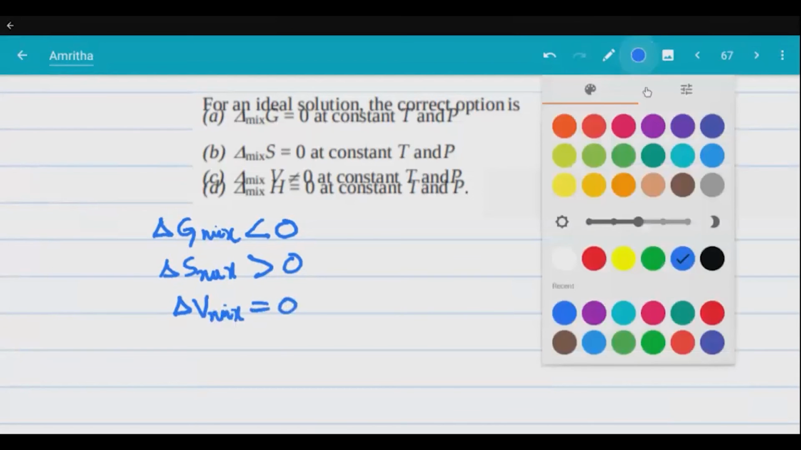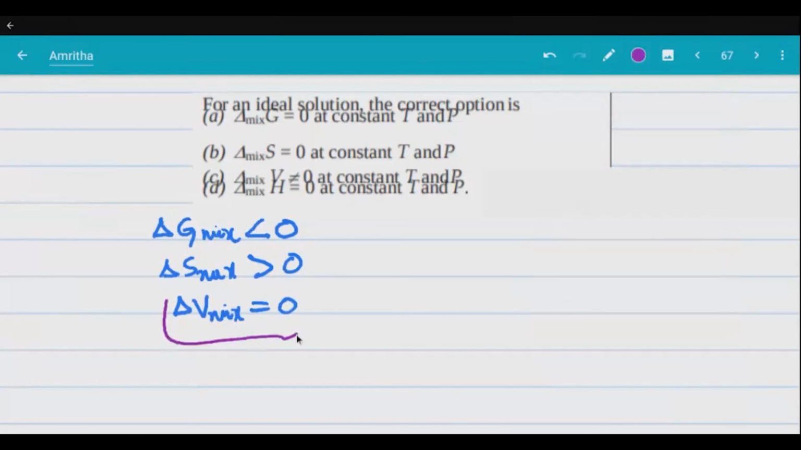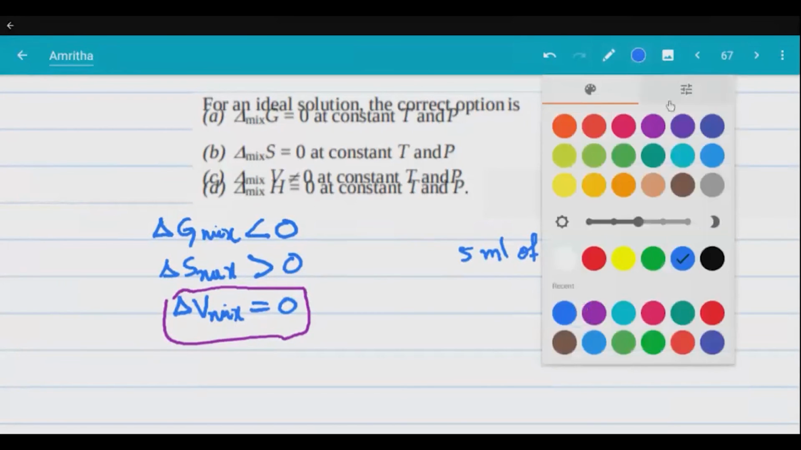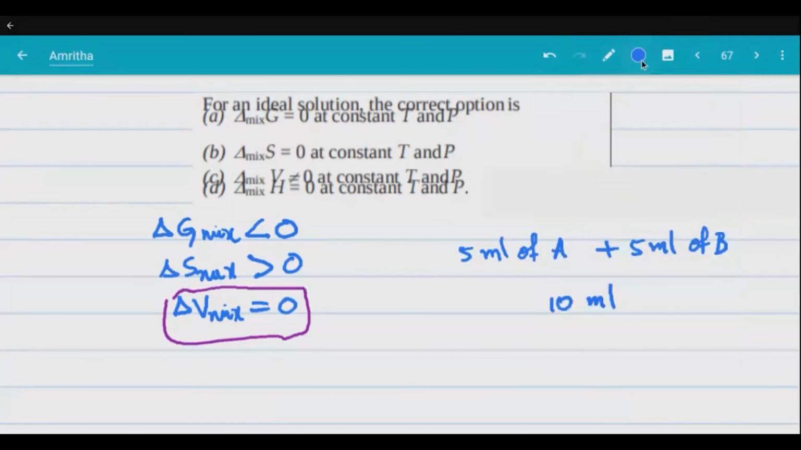But what is this? Will we get 0 volume? No, that is not the meaning. Delta V mixing means if I add 5 ml of A plus 5 ml of B liquid, I will get 10 ml, not more than 10, not less than 10. That is the meaning. It doesn't mean the volume becomes 0. Liquid doesn't disappear, it is against the law of conservation of mass, right?